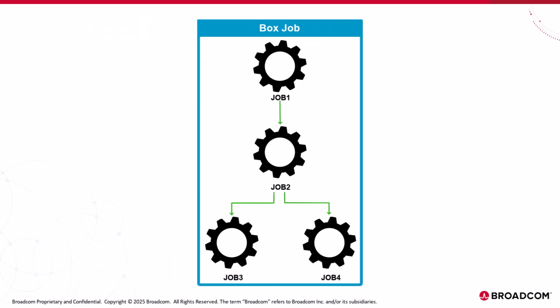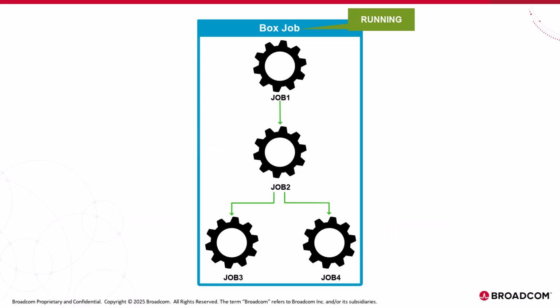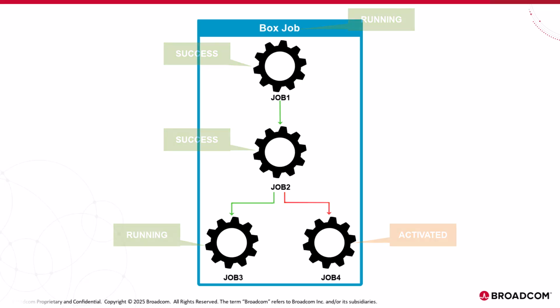When a box enters the running state, the status of all its jobs, including the child boxes, changes to activated, indicating that the jobs are eligible to run. Each contained job is analyzed for the start condition before execution. The box remains in the running state if there are jobs with an activated or running state.